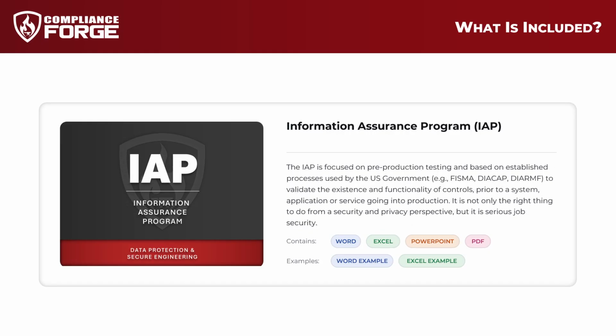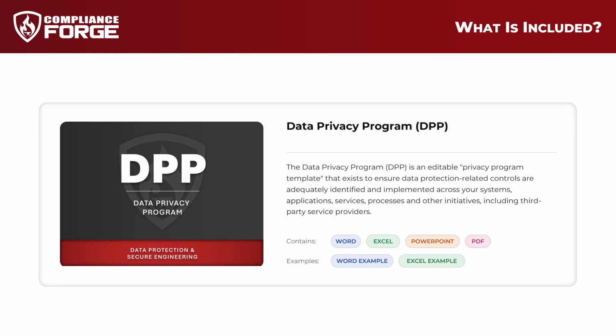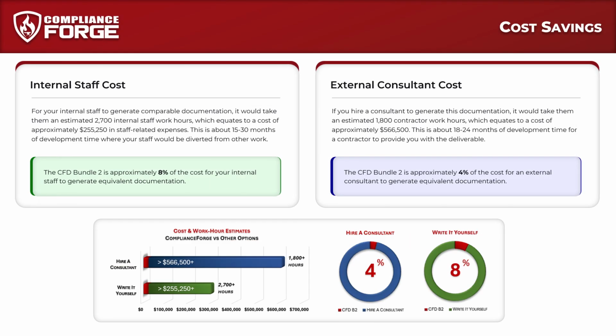The ninth is Secure Baseline Configurations, the documentation solution to efficiently document what constitutes a hardened system in your organization. The 10th is the Information Assurance Program, focused on pre-production testing to validate the existence and functionality of controls before a system goes into production. And the 11th is the Data Privacy Program, the editable privacy program template that ensures data protection-related controls are adequately identified and implemented.